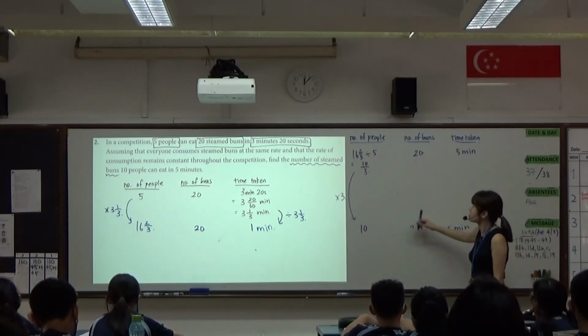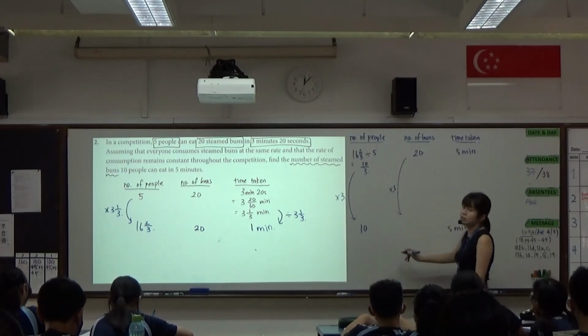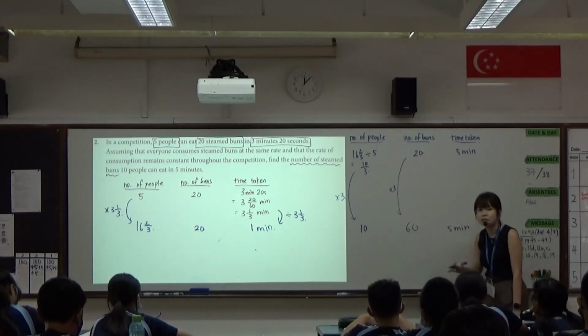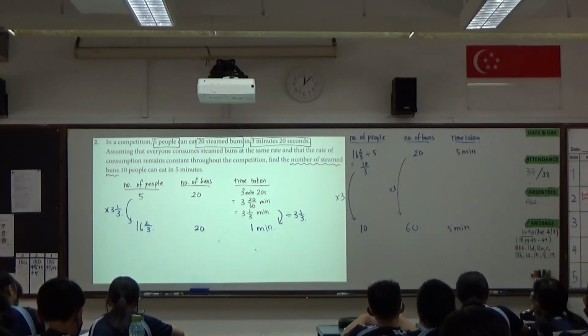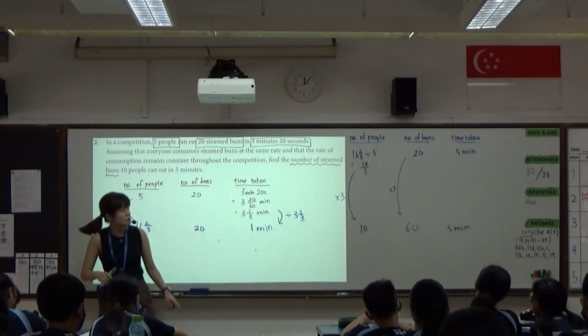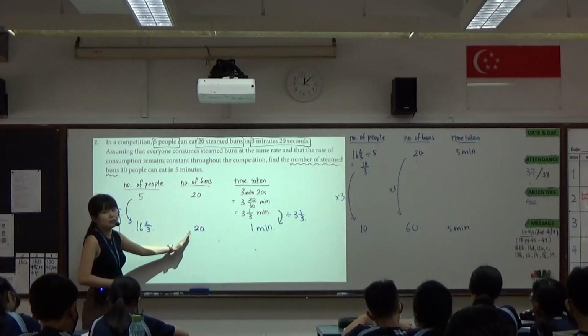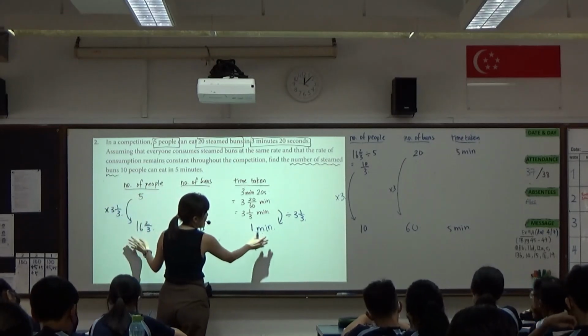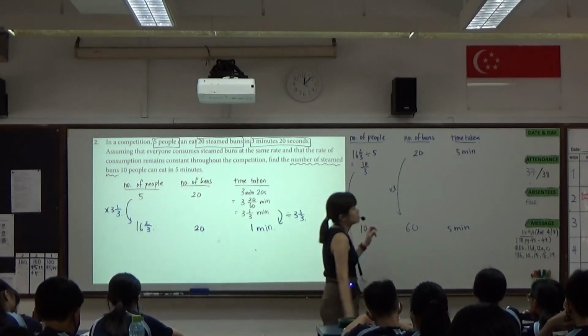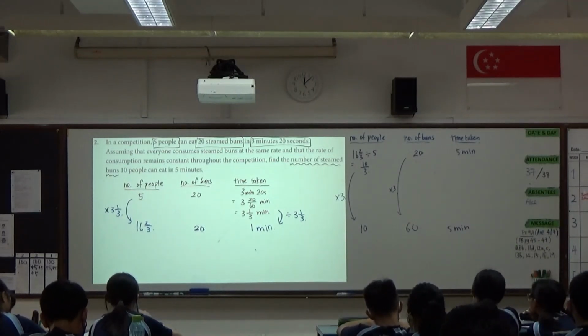There will be more buns, right? So I will also multiply by 3. And therefore, 20 times 3, that will be 60 buns. Okay? So at every step itself, we will keep one of them the same number while changing the other two. So that is the process we go about solving this question.